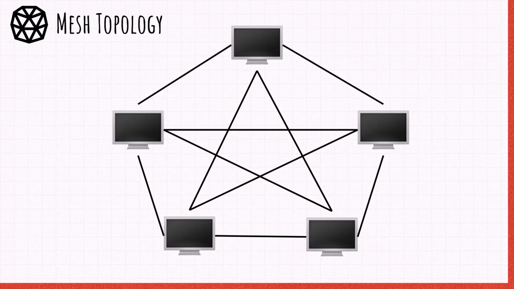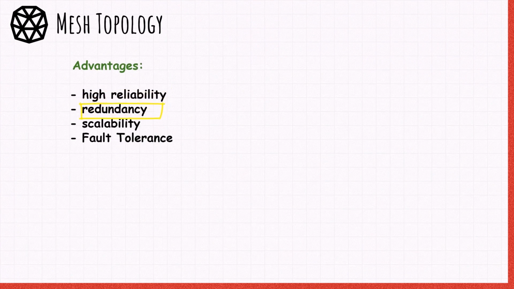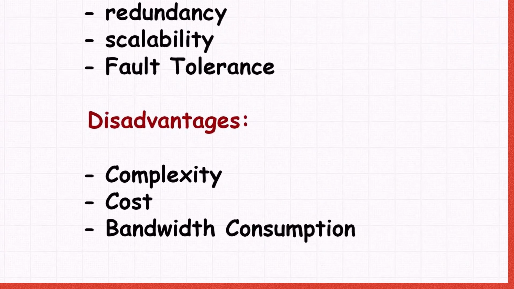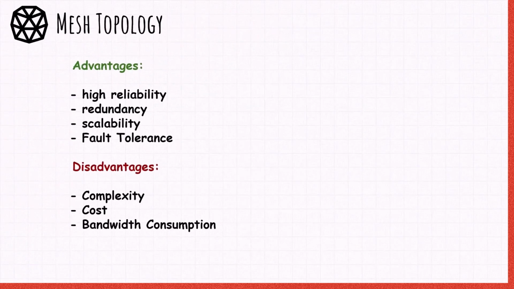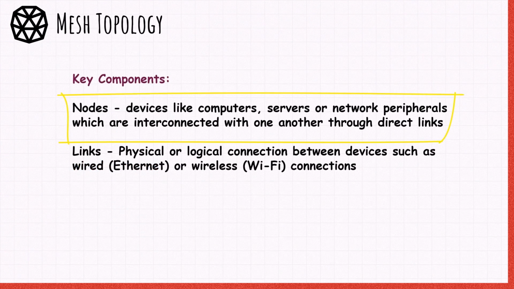Now, some advantages of mesh topology are high reliability, redundancy, scalability, fault tolerance, and security, while the disadvantages are complexity and cost, as well as bandwidth consumption, since in a full mesh topology, the numerous direct connections between devices can lead to increased bandwidth consumption.